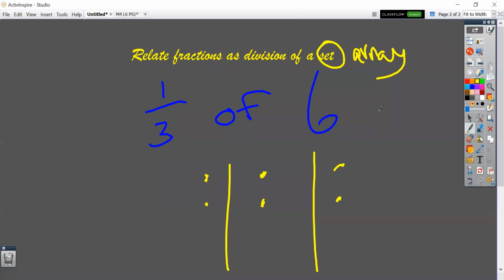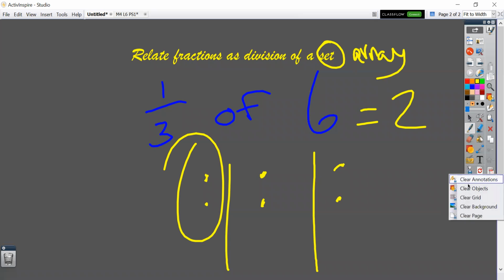Honestly, you didn't need these lines to separate your columns. I just did it to help me out. I'll do another example without it. But we're looking at one group of these 3 groups to find the answer. Well, what is 1/3 of 6? That's going to equal 2. So let's go on and try another example.